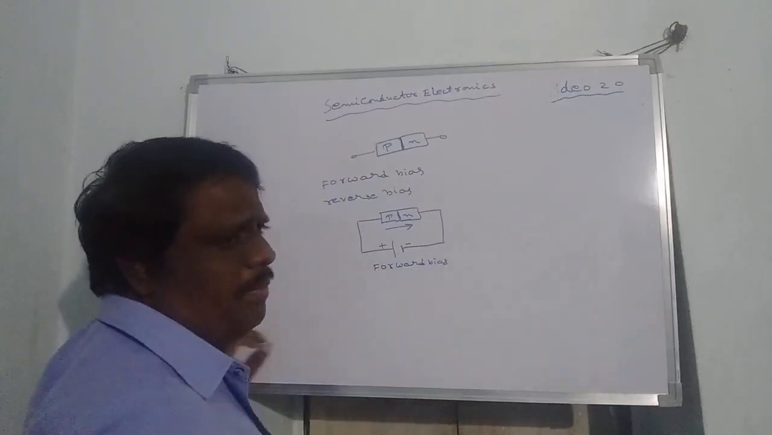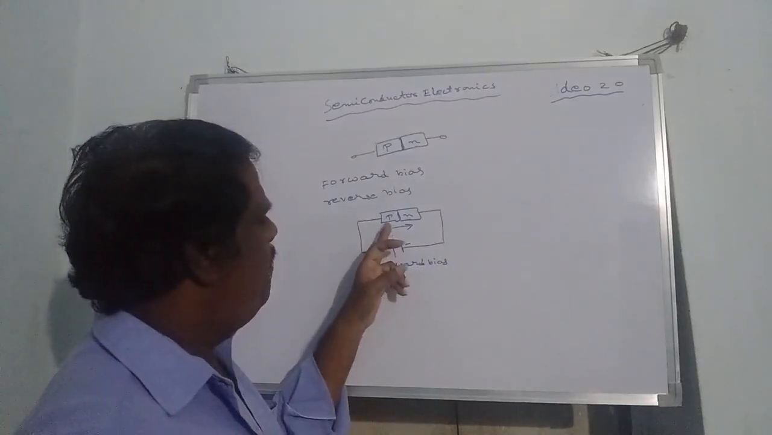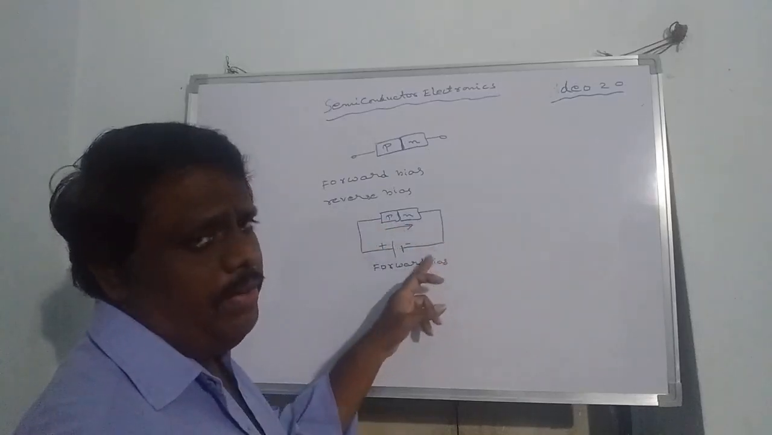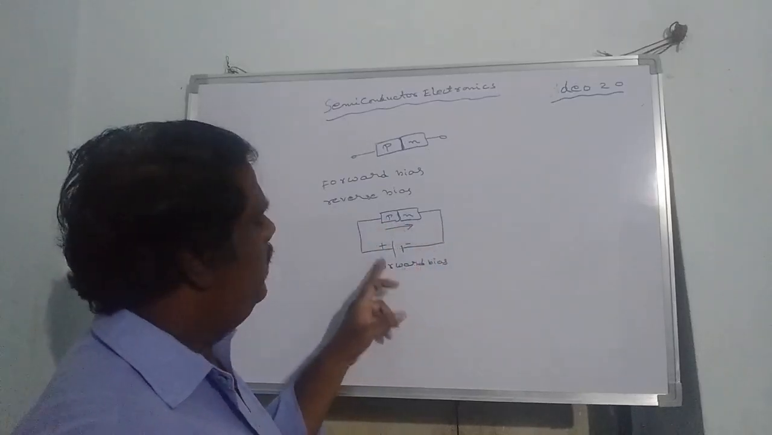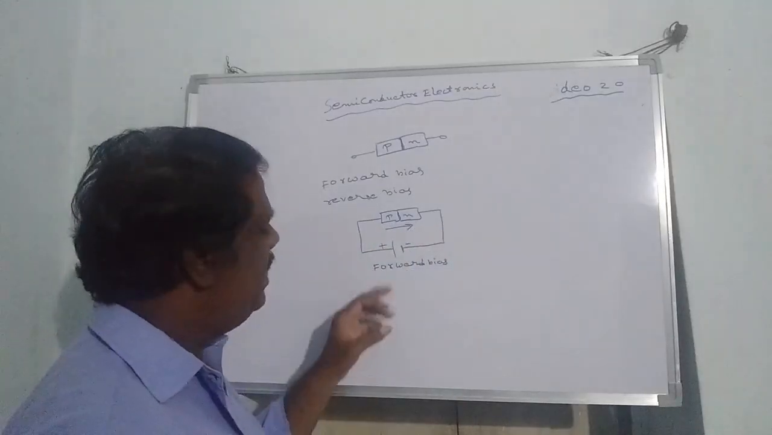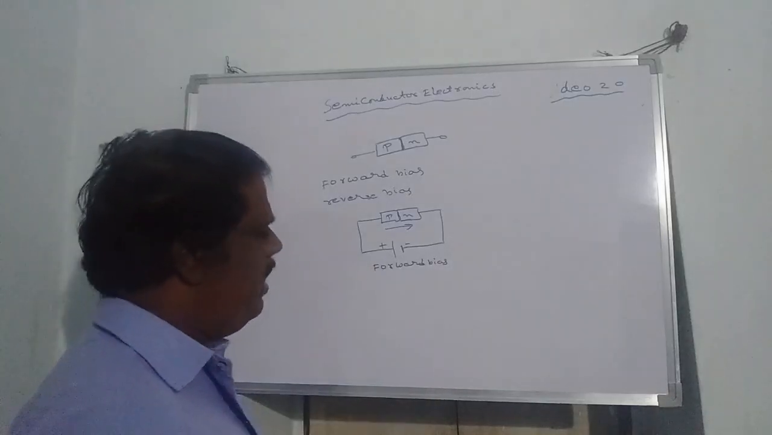Once again, in forward bias, the P side will be connected to positive and the N side of the diode will be connected to the negative. So in this situation, current flows through the diode because it offers less resistance. So this situation is called forward bias.